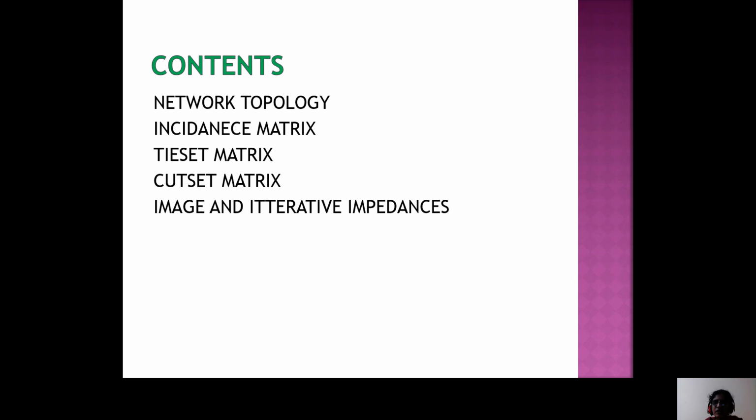Generally, we see that the network simplification techniques are Kirchhoff's voltage law, Kirchhoff's current law, and loop analysis, that is mesh analysis, star delta transformations, and source transformation techniques also.